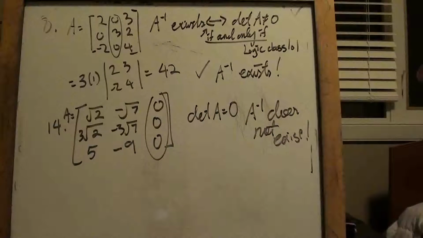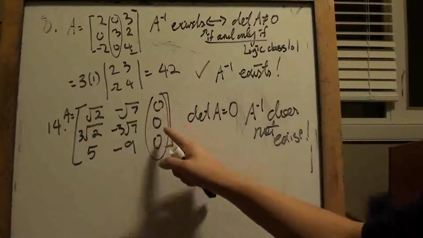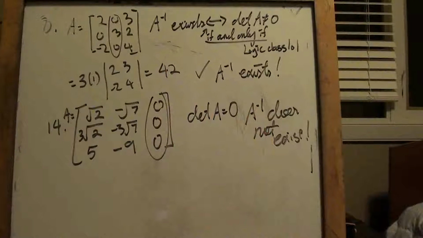Number 14. I thought I'd do it because at first I was like, oh no, square roots again. This is going to be an algebraic nightmare. But what I did realize is, hey, the third column is all zeros. So I'm going to choose this one. So 0 times 0 times 0 is going to be 0, right?